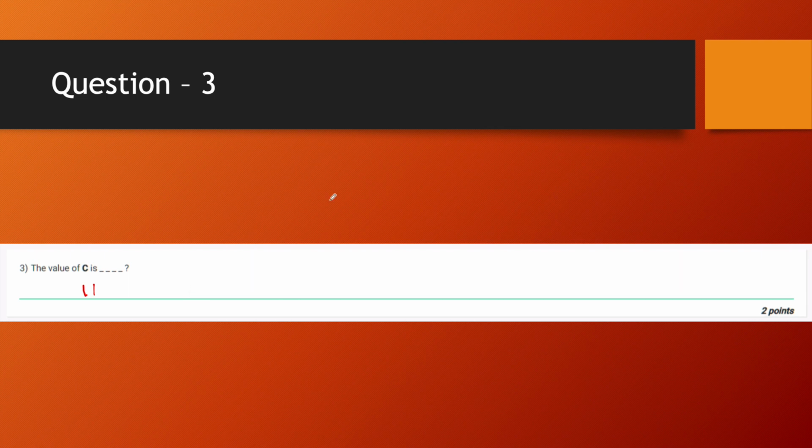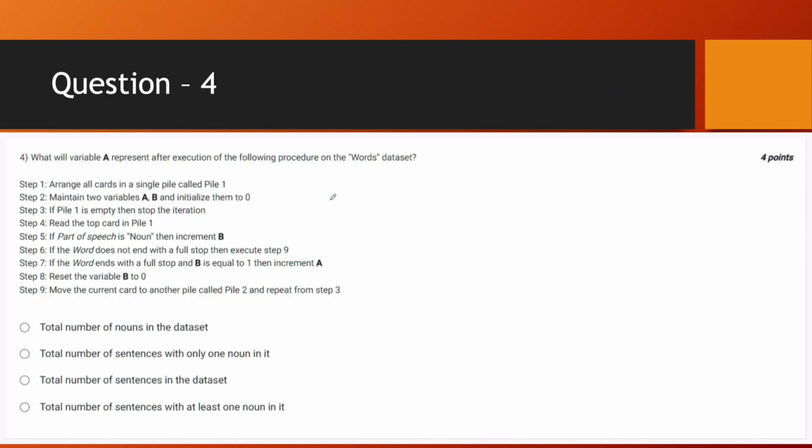Moving on to the next question, which is question number 4. It states, what will variable A represent after execution of the following procedure on the words dataset? Let's read the steps. Step 1 says to arrange all the cards in a single pile called pile 1. That's a standard procedure. Step 2 says to maintain 2 variables A and B and initialize them to 0. So we take variable A, give it the value 0, and another variable B, which also has the value 0.